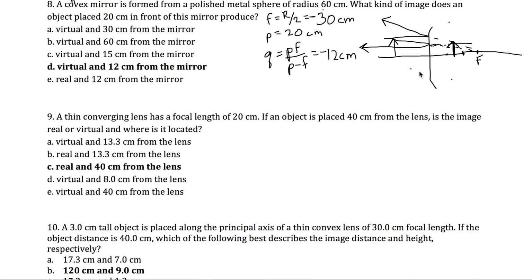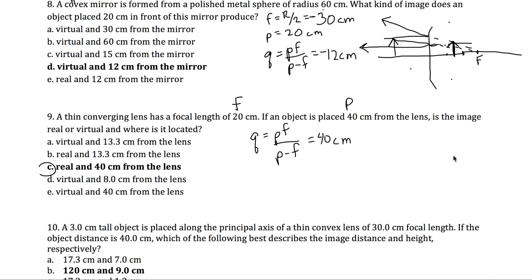Number 9. So this is a similar problem here. This time we have a lens. And what kind of image is going to be produced? We can do the same thing as the previous one and find Q using PF over P minus F, using the thin lens equation. It's a converging lens, so that focal length F is a positive number, and this is P. Plug in P and F into this equation, we get 40. We get a positive number, that means it's a real image, 40 centimeters.